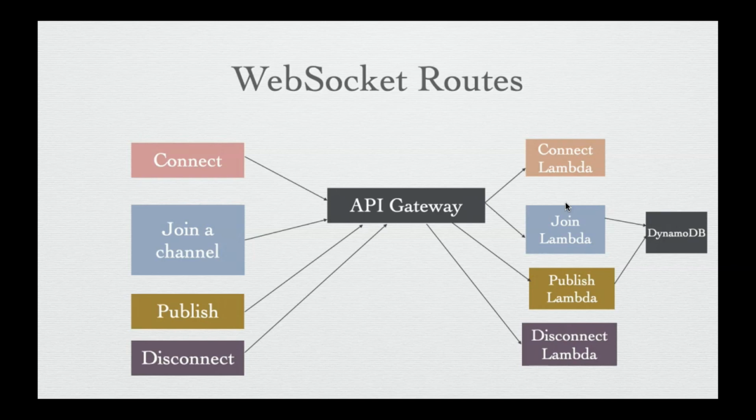As you can see, we have to come up with these 3 or 4 lambdas that you see on the right of the screen: a connect lambda, a join lambda, a publish lambda, and a disconnect lambda. And our backend would be a DynamoDB, so we will save all the records into the DynamoDB database. These are all the various WebSocket routes that you see to your left. There would be a connect route, a join route, a publish route, and a disconnect route.